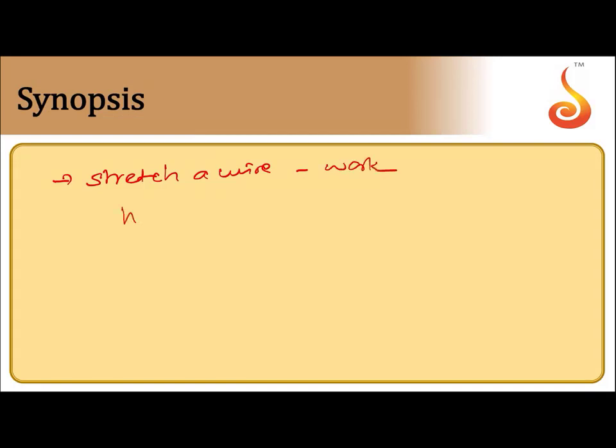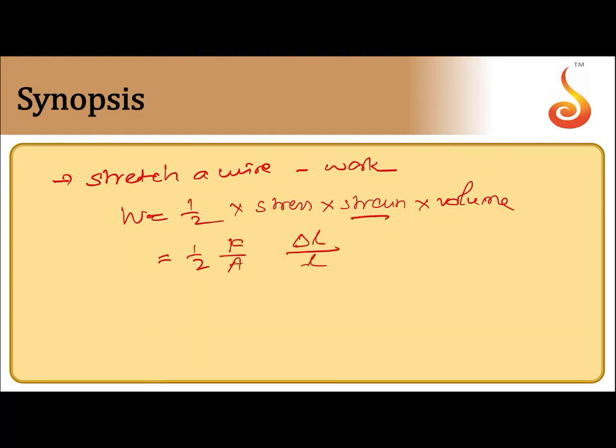The work done is given by half stress into strain into volume. This is many a times written like this. This is equal to half F by A, strain is delta L by L, volume is AL. So this AL and this L cancel, leaving half F delta L. So work done is given by half F delta L.